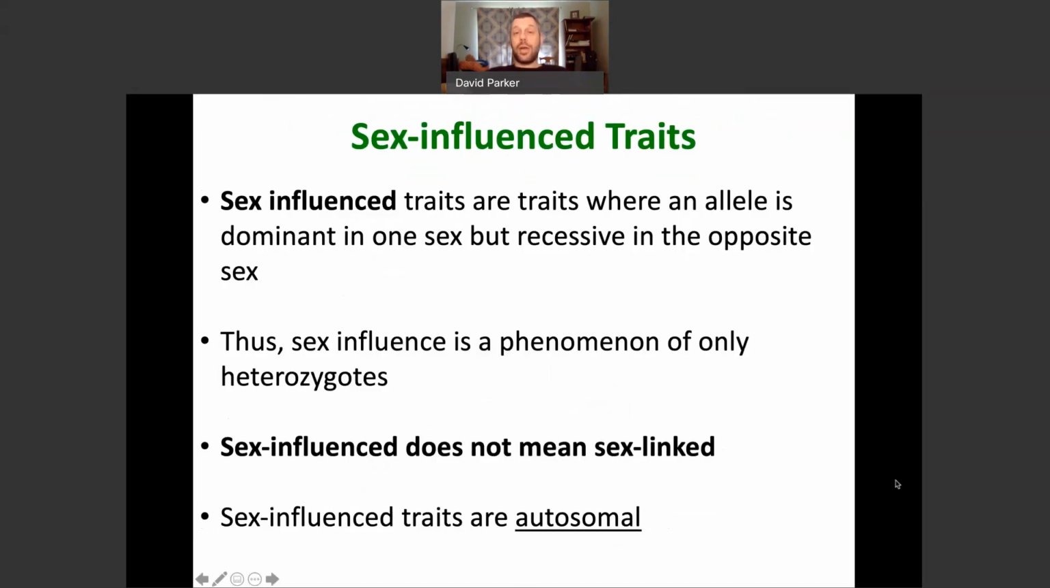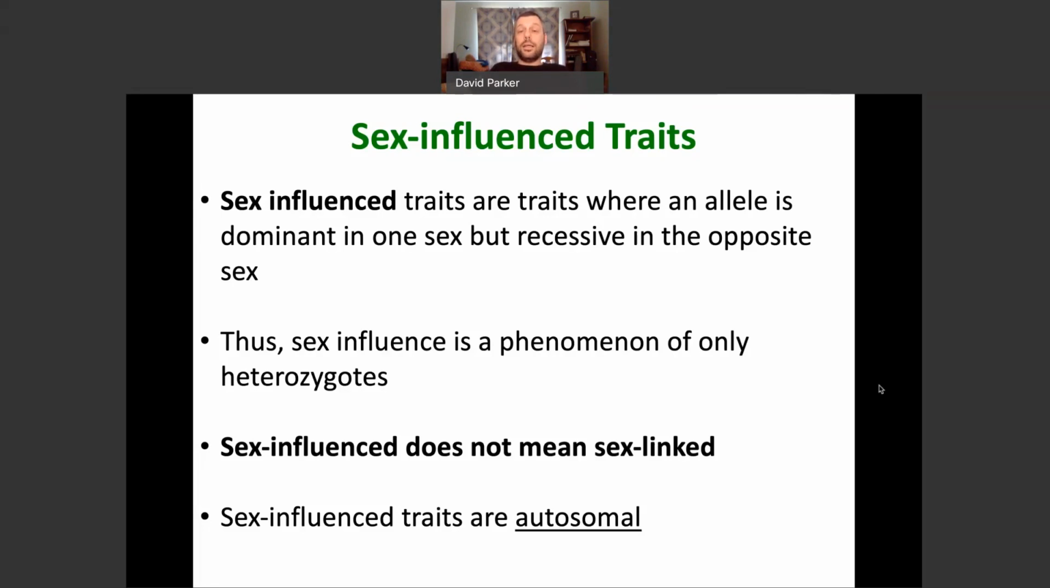Now, there are certain traits that are influenced by sex, but not sex-linked. What does that mean? Sex-influenced traits have this weird situation where an allele is dominant in one sex, but recessive in the opposite sex. These genes are present not on the sex chromosomes, but on the autosomes, which is every chromosome that's not a sex chromosome. They are not sex-linked traits, but you do see differences between the sexes.